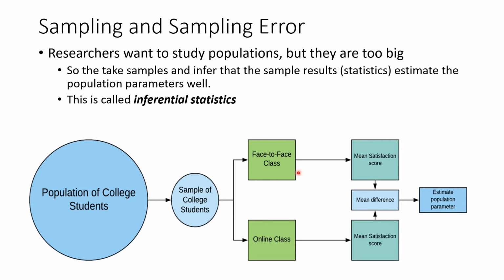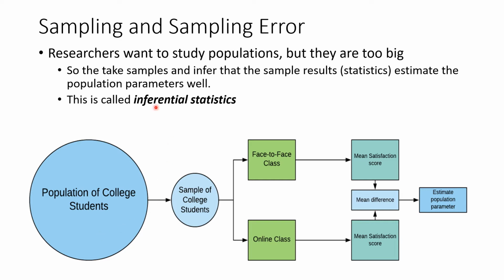After they experience the classes, they take a questionnaire, the dependent variable, and I get their mean satisfaction score for the face-to-face class. I get the other section's mean satisfaction score for the online class, and then I get their mean difference. This mean difference is called a statistic. And I use this statistic to estimate the population parameter. In other words, what the population would be like if half of it took a face-to-face and half of it took an online class. What would be the difference in the satisfaction in the population between those two subsets? Again, if I did the study on the entire population.